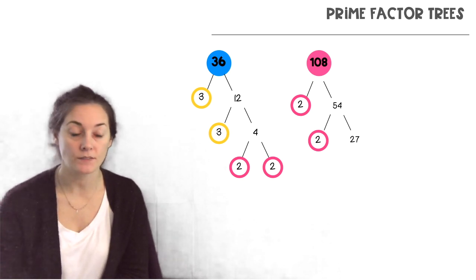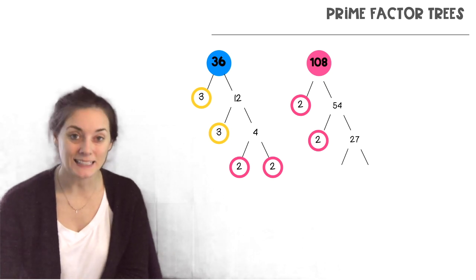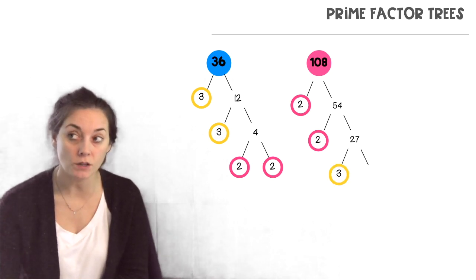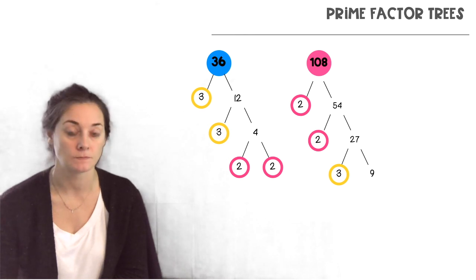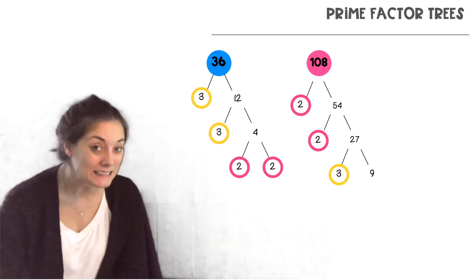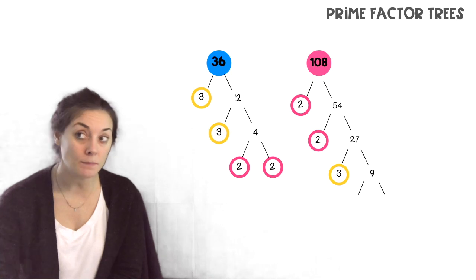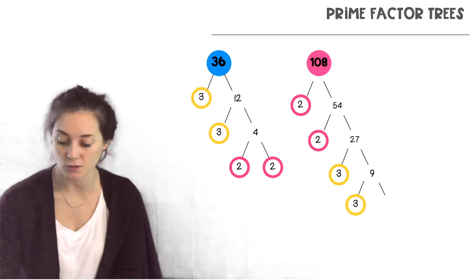27 is not divisible by 2. It is divisible by 3, though. 3 goes into 27 9 times. 3 is still prime, 9 is not. But I can split up 9 using multiplication with 3 times 3.